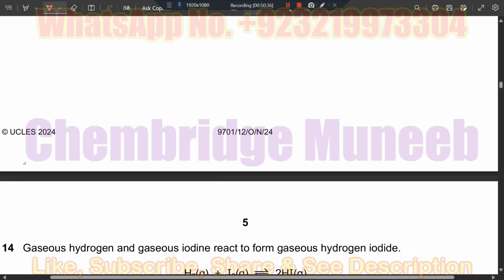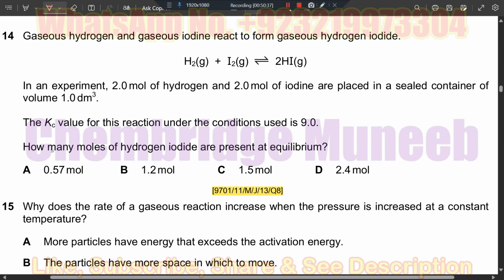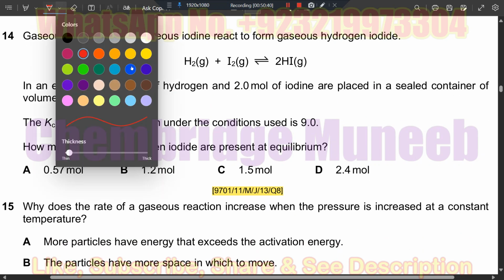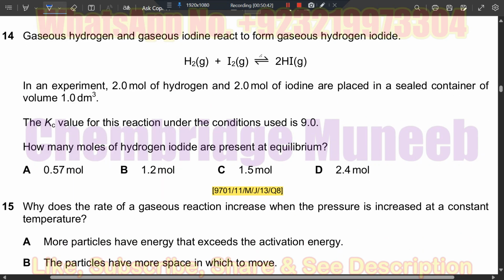Now question number 14. Gaseous hydrogen and gaseous iodine react to form gaseous hydrogen iodide. Now we have this equation and we have the values given: 2 moles for hydrogen, 2 moles for iodine, and the Kc value is given, that is 9. We have to find out the moles of the hydrogen iodide present in the equation.